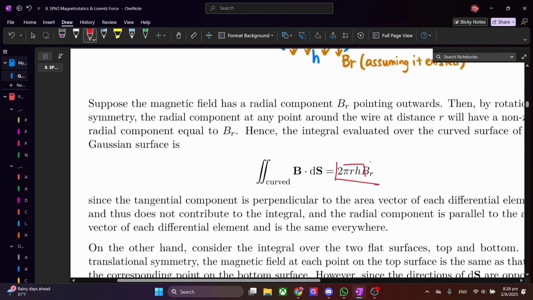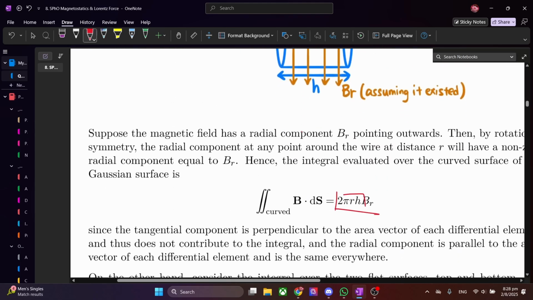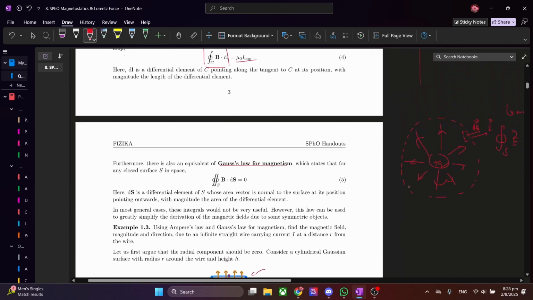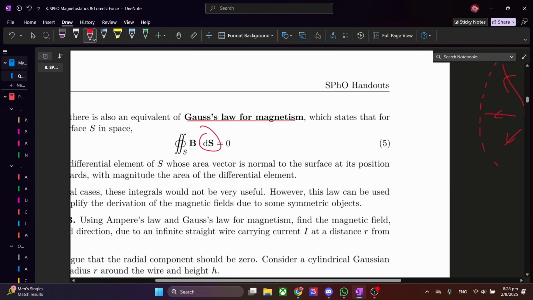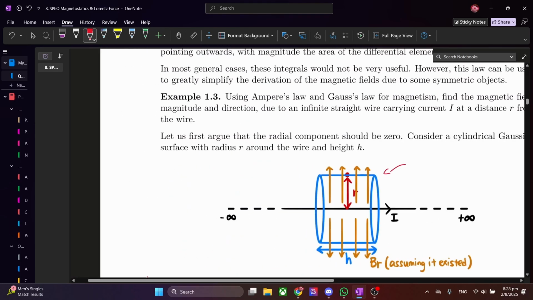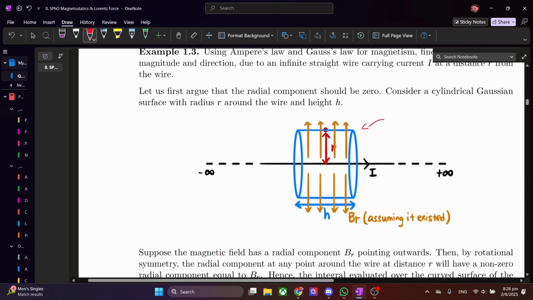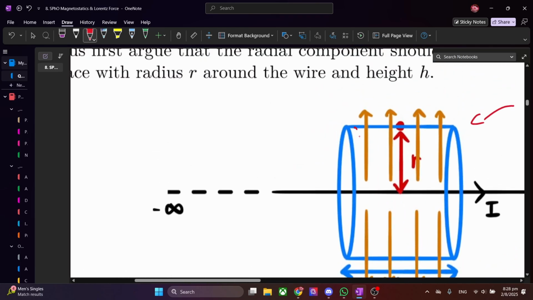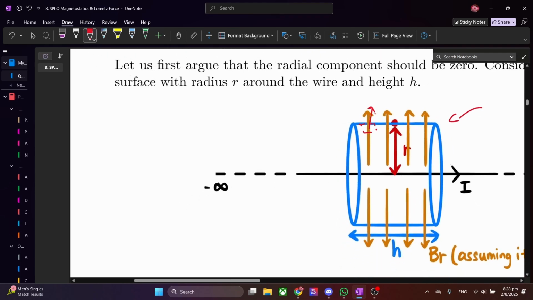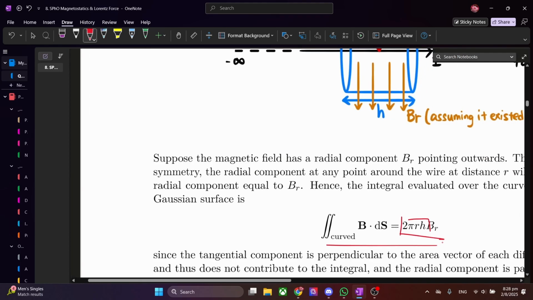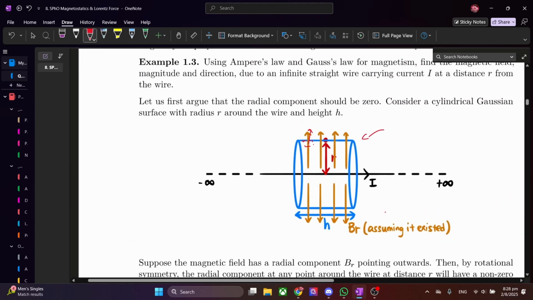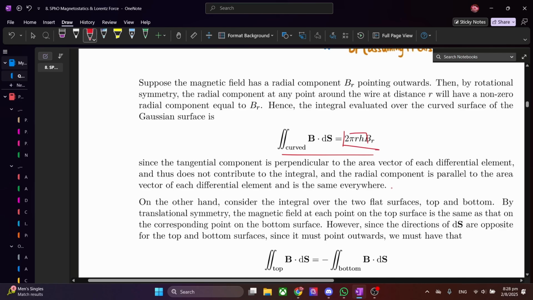And this 2πrh is the area of this surface, because we have to remember that we are integrating over the area. Because of rotational symmetry, your area vector at any point also points in the same direction as the magnetic field, which is radially. So this is your integral over the curved surface at least. So that's one integral down.